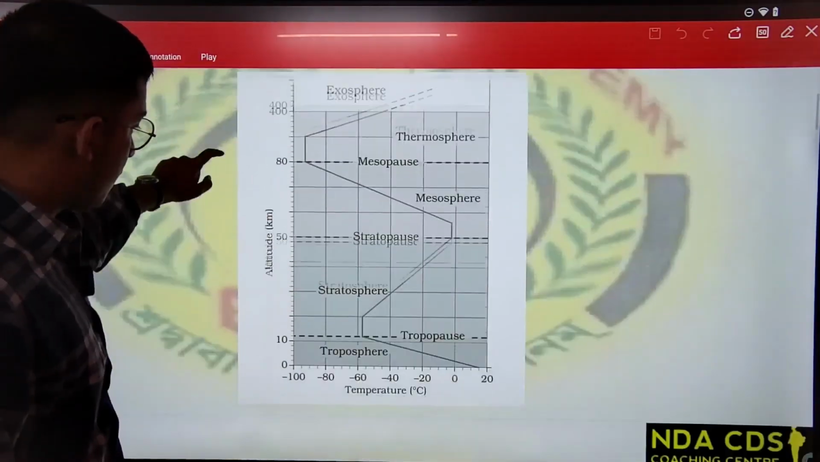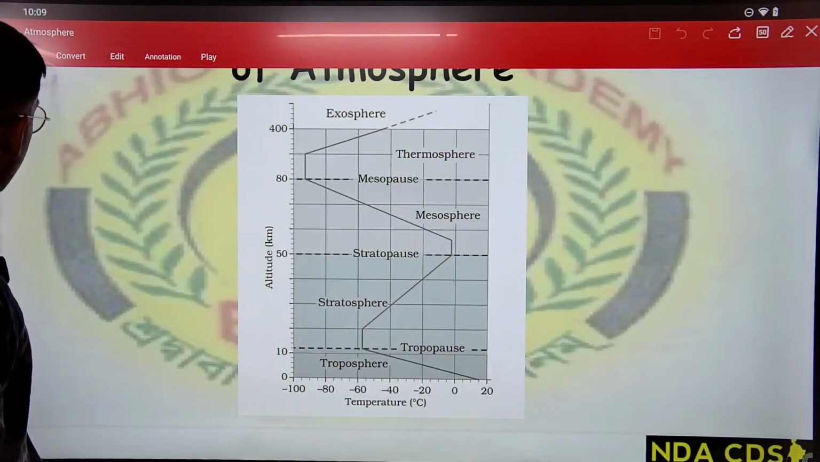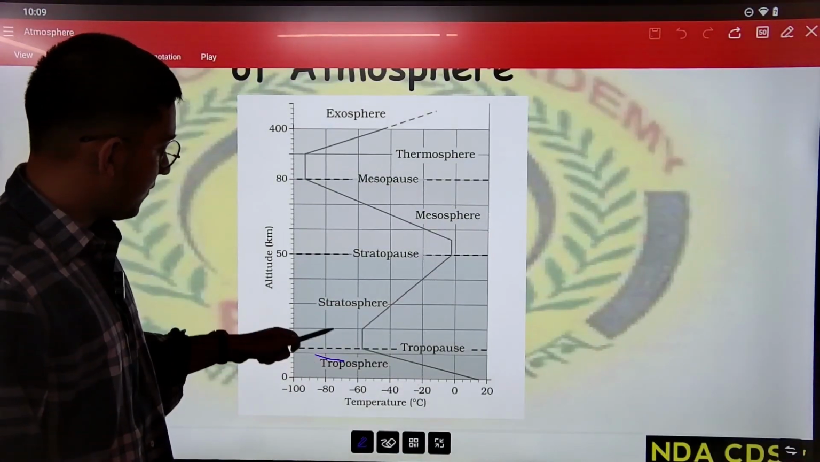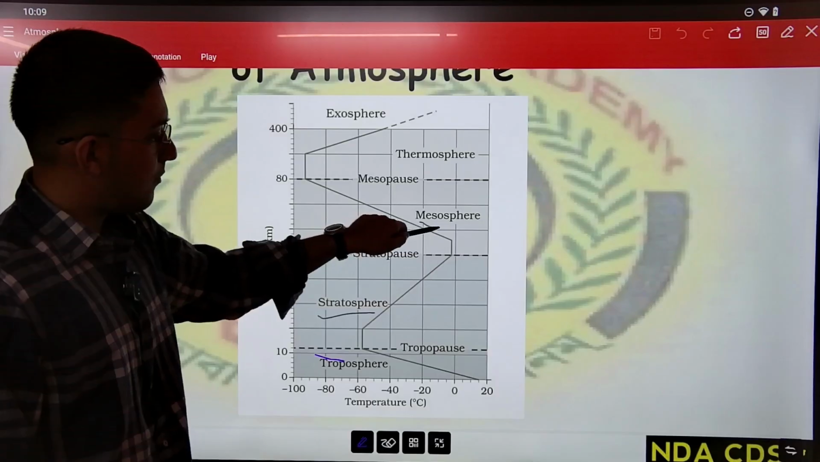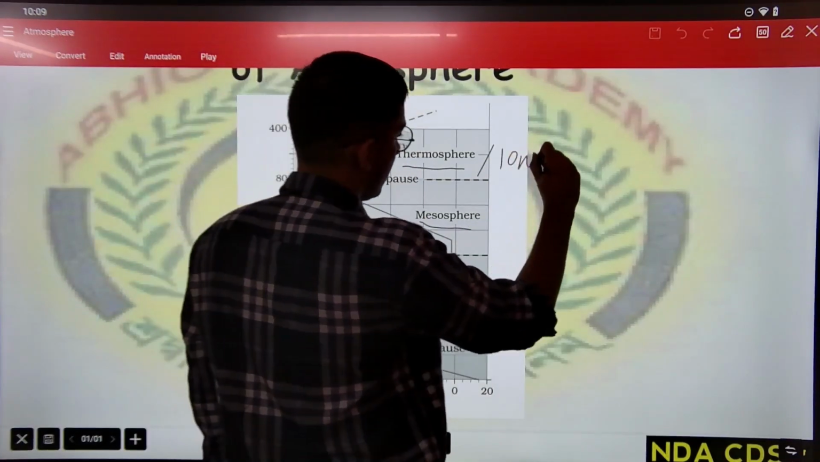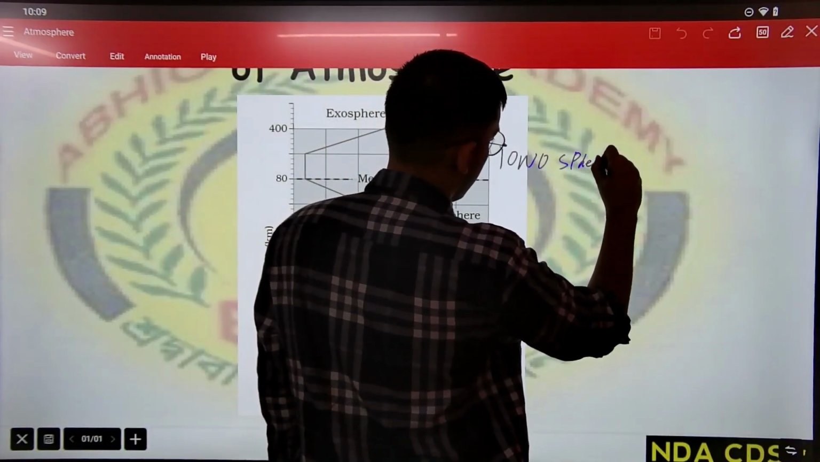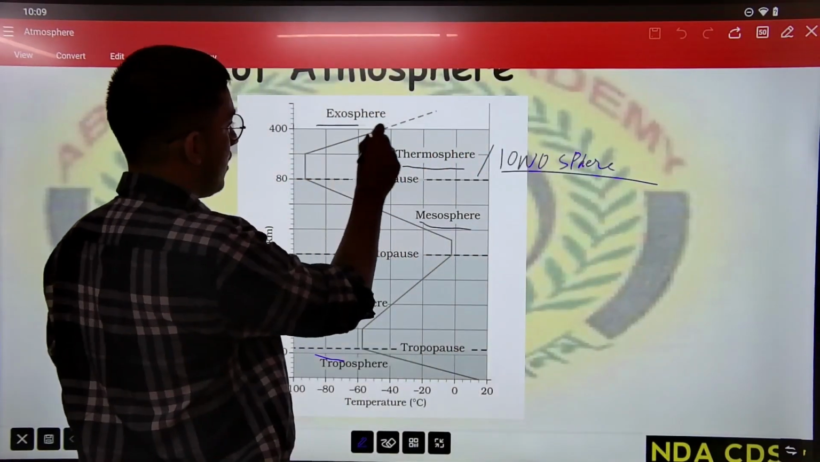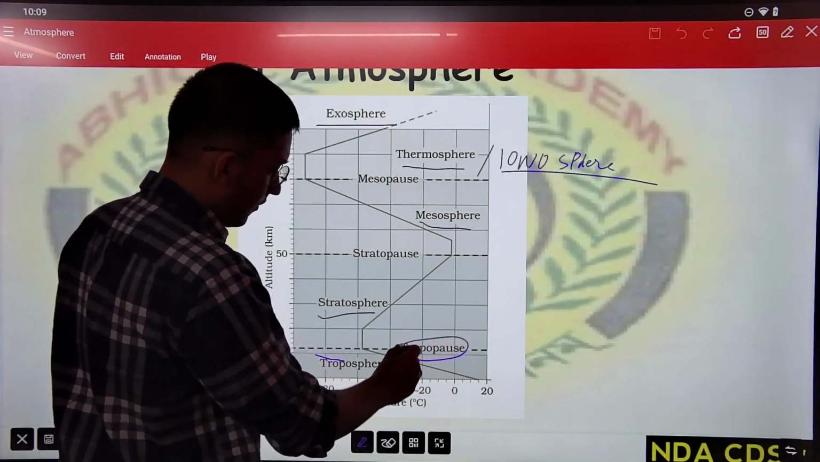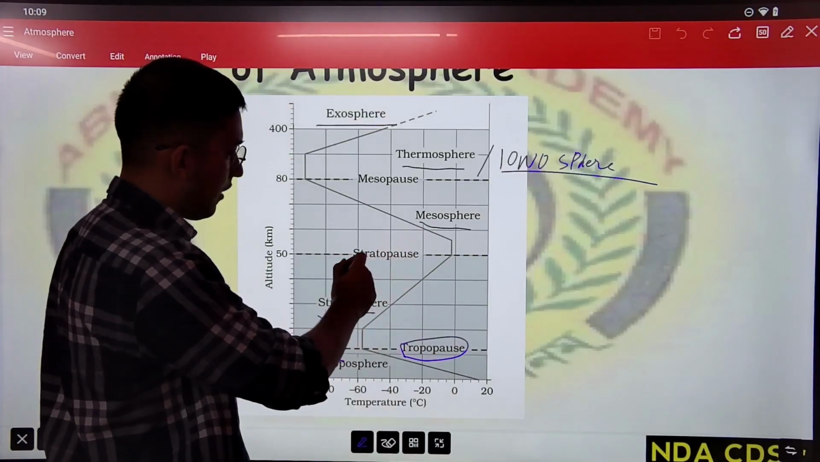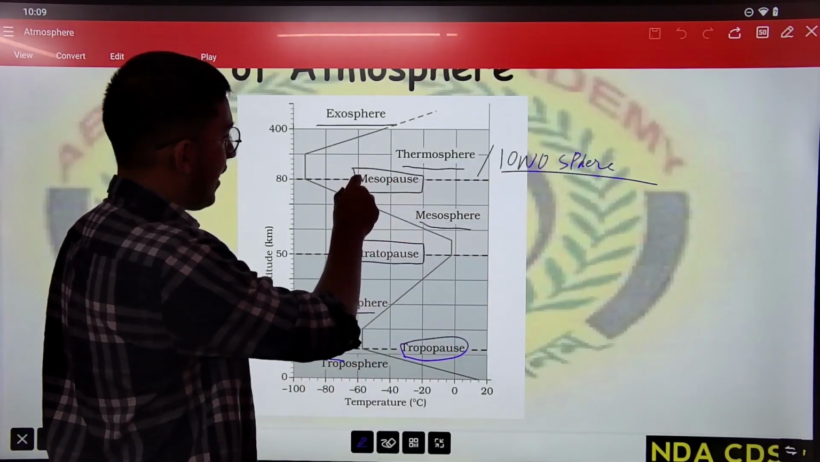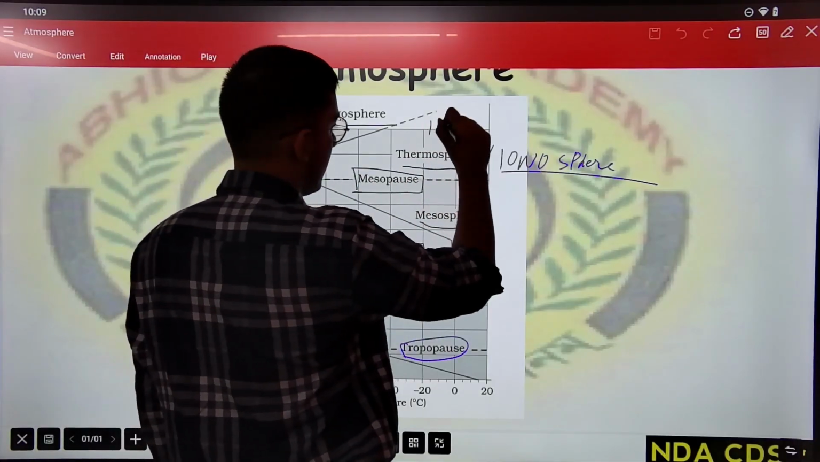If we go through this photo, we can see the various layers of the atmosphere. At the start, we have the troposphere, then the stratosphere, then the mesosphere, then the thermosphere. The thermosphere can also be called the ionosphere. Then at the end, we have the exosphere. Between the tropo and strato, we have the tropopause, easy. Similarly, between the strato and meso, we have the stratopause. Then between the meso and thermo, we have the mesopause. And finally, between the thermosphere and exosphere, we have what is known as the Kármán line.